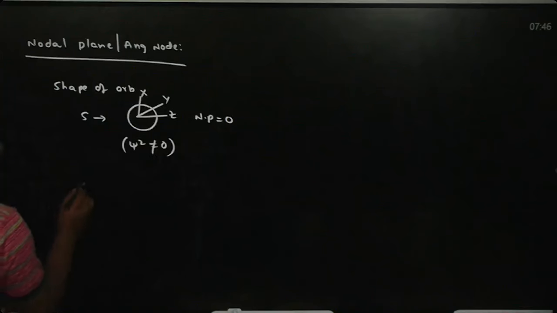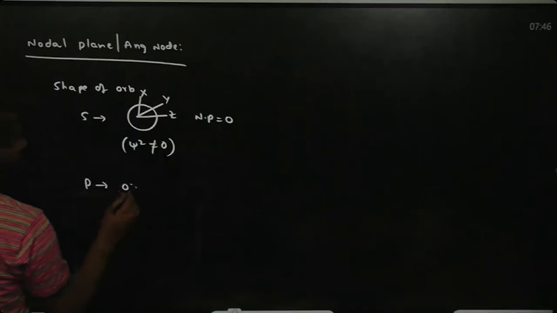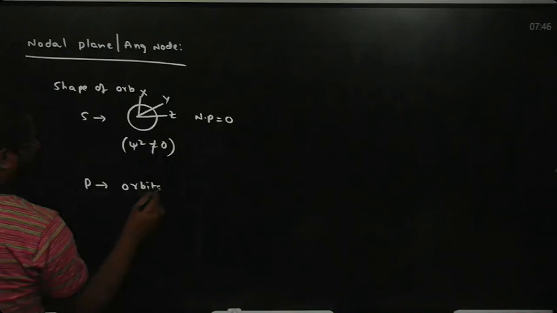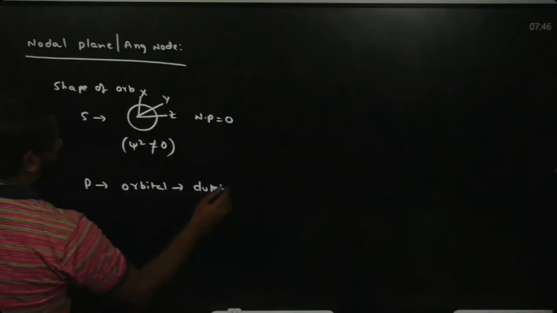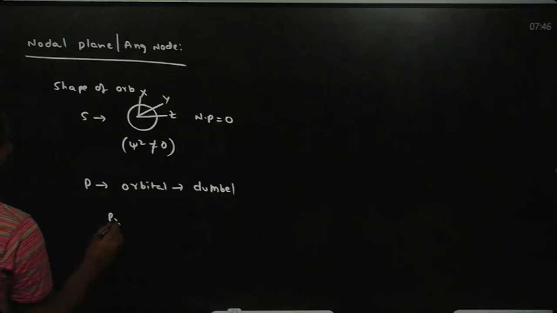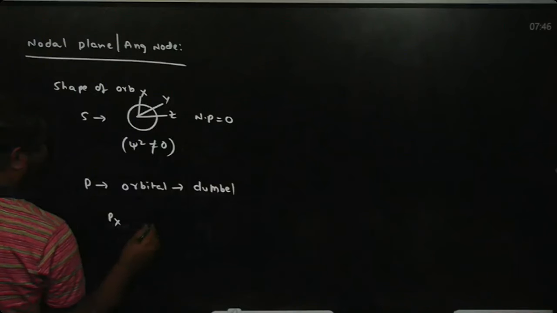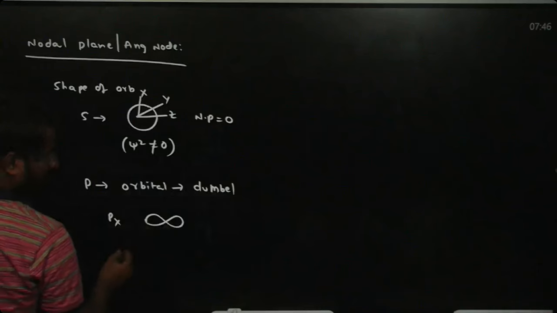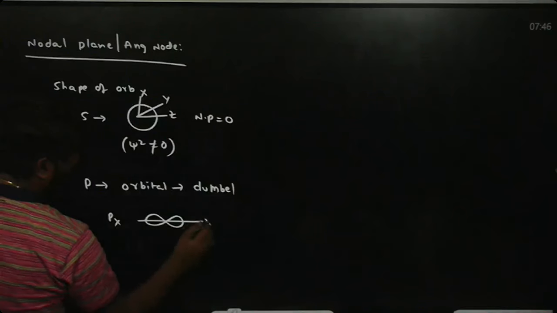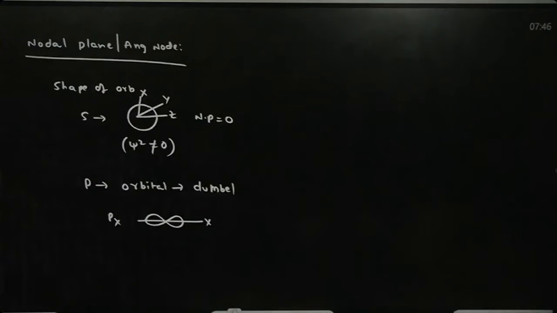While coming to the p orbital, what is the shape of the p orbital? Dumbbell shape. So it is a dumbbell shape, look carefully. For example, taking the px coordinate, for the px orbital, I am going to write the lobes along the x coordinate.